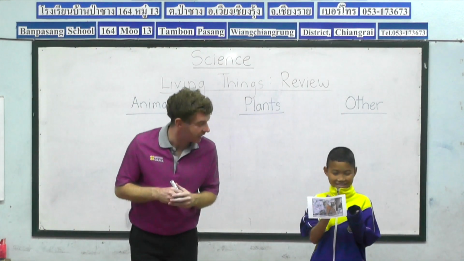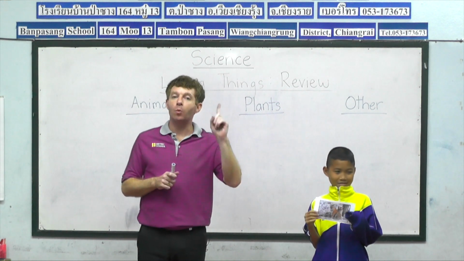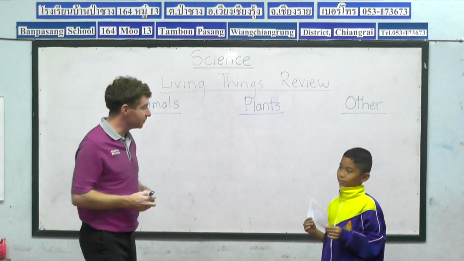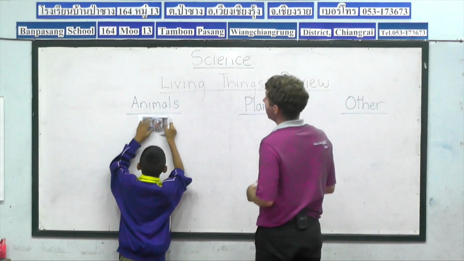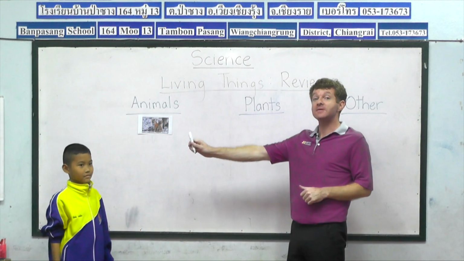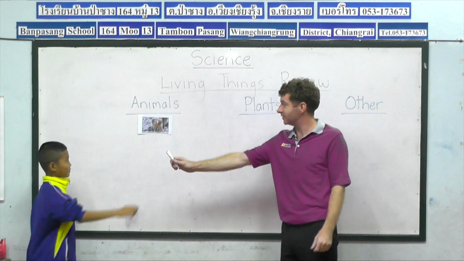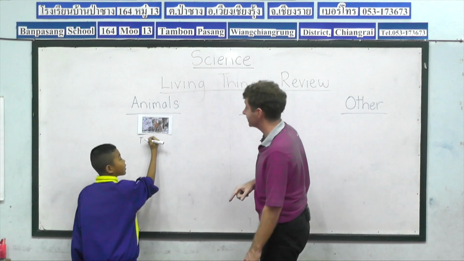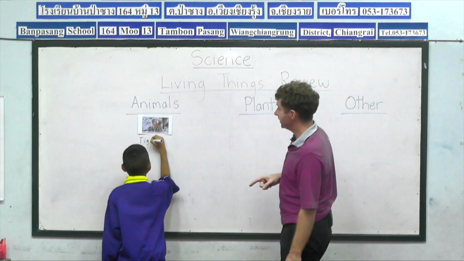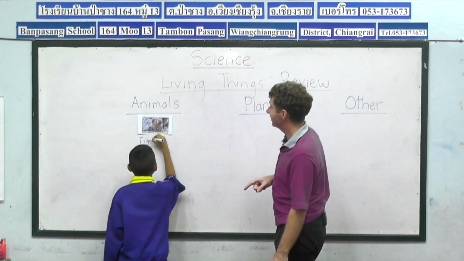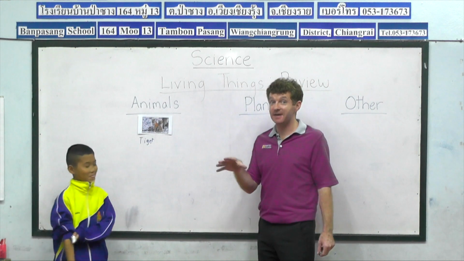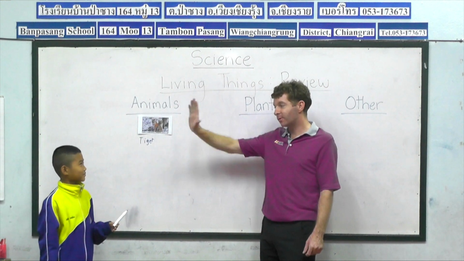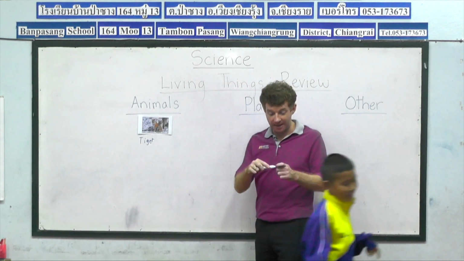So let's see, what do we have, guys? Tiger. Now, what type of living thing is a tiger? Is a tiger a plant? Animal. It's an animal. So Pangpon, you can place it there. Animals. And then Pangpon needs to write tiger underneath the picture. So how do we spell it, guys? T-I-G-E-R. Excellent. So Pangpon has correctly demonstrated tiger, animals. Brilliant, Pangpon. High five and a big round of applause for Pangpon, guys.